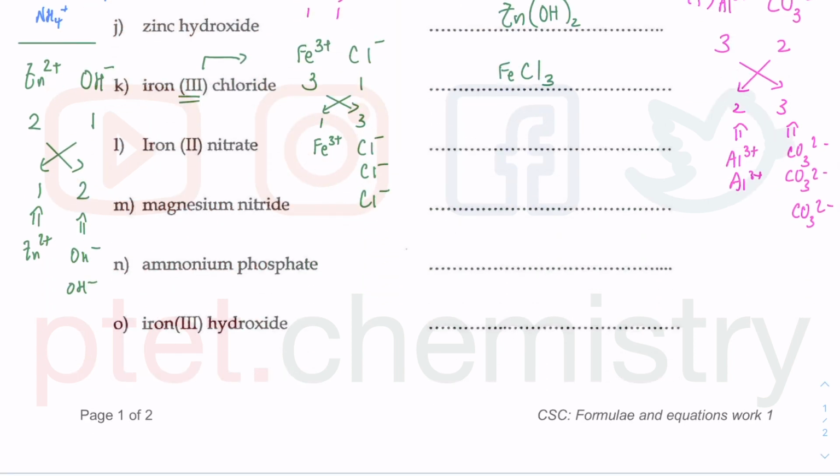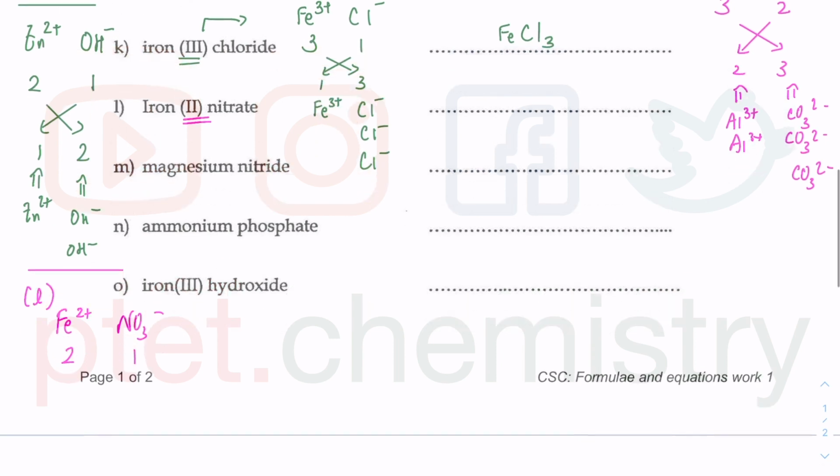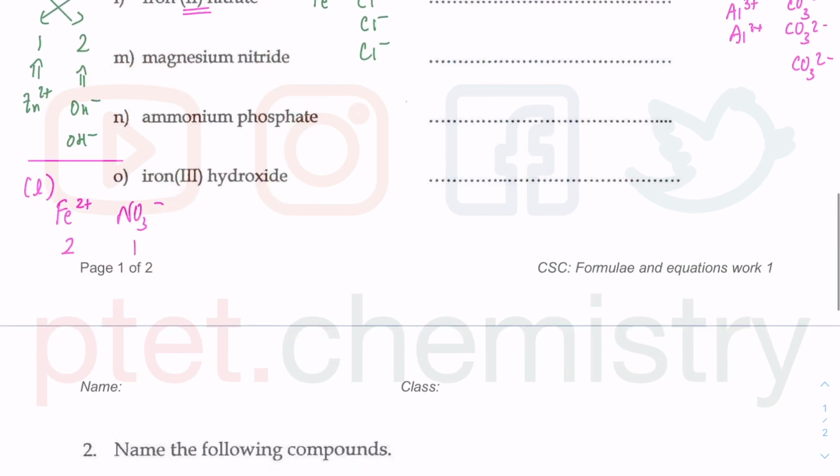Iron 2 nitrate. I'm slowly running out of space here. This is part L. Iron 2 nitrate. Iron 2 is not iron 3, so it's Fe2 plus, NO3 minus. Valency is just the number, so 2 and 1. Nitrate is NO3 minus. Don't forget, you must cross multiply before you get the correct formula. So 2 goes on the right, 1 goes on the left. This means 1 Fe2 plus. This means NO3 minus, NO3 minus, 1 of it and 2 of it.